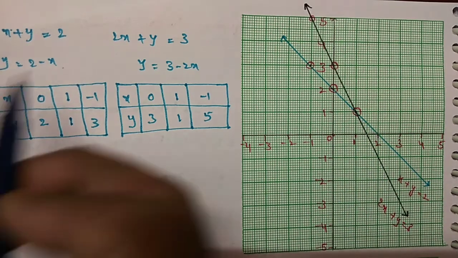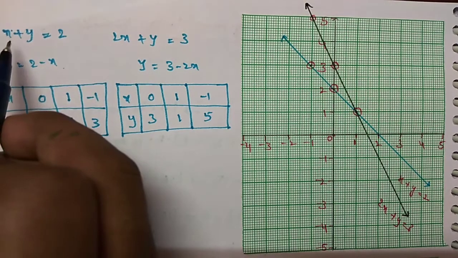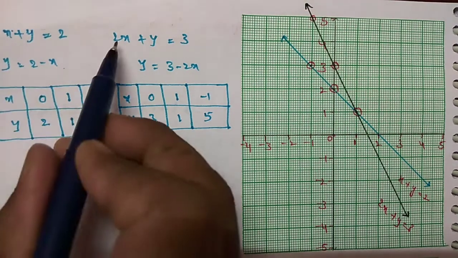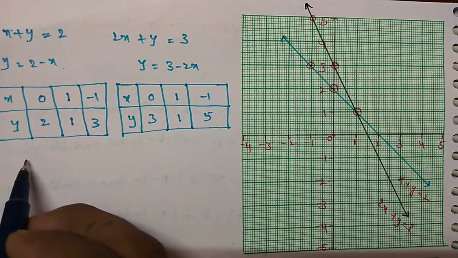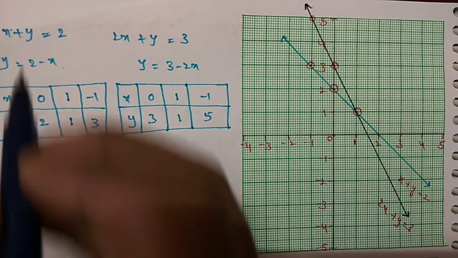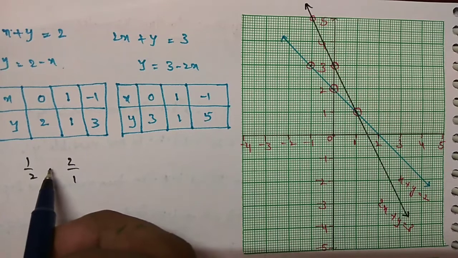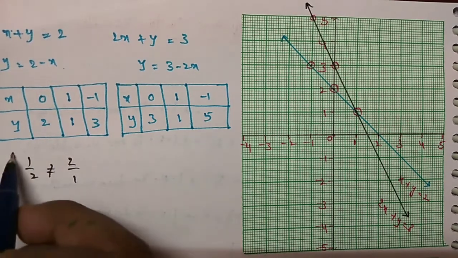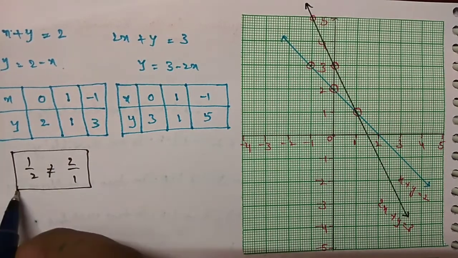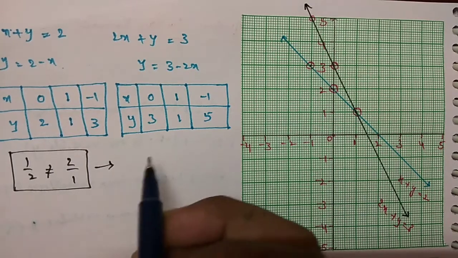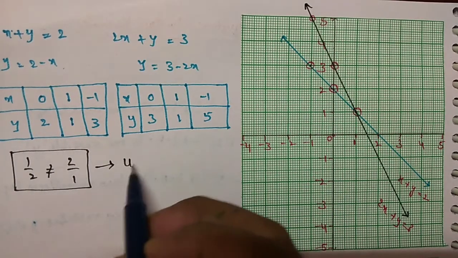Let us find the ratio of the coefficients of the equations. This is 1 by 2. The next one is 2 by 1. If these two ratios are not equal, then the pair of linear equations has a unique solution.